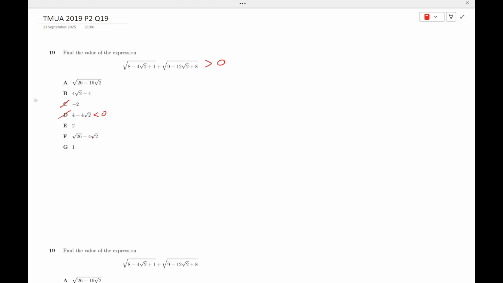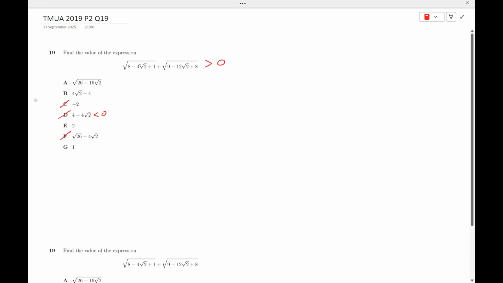26 minus 4 root 2, it might not be obvious if that's less than 0 or not. So what you want to compare is root 26 squared with 4 root 2 squared. So root 26 squared is obviously 26. 4 root 2 squared is going to be 32. And clearly, therefore, 4 root 2 is bigger than root 26. And so that's negative as well. So therefore, we've only really got 3 options.